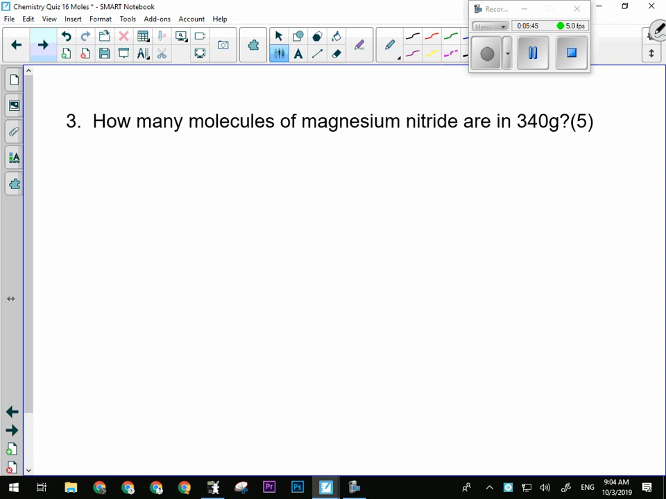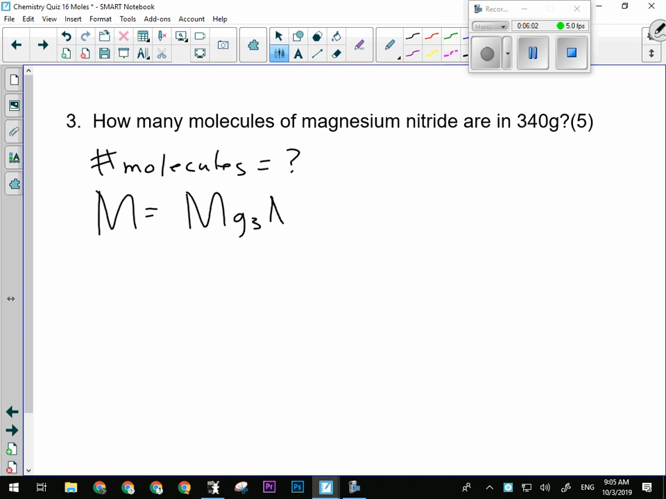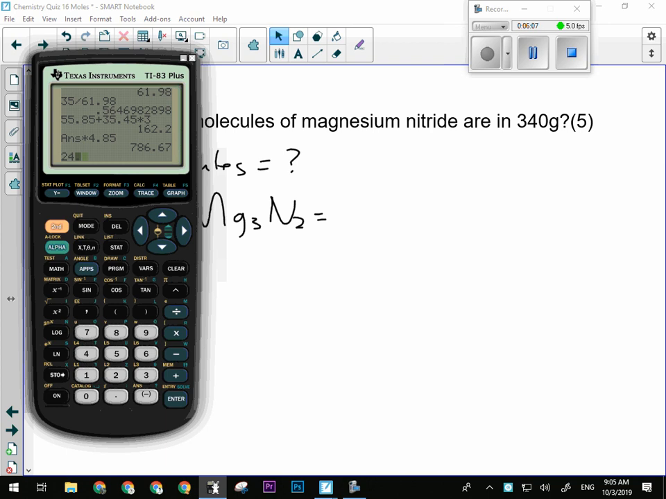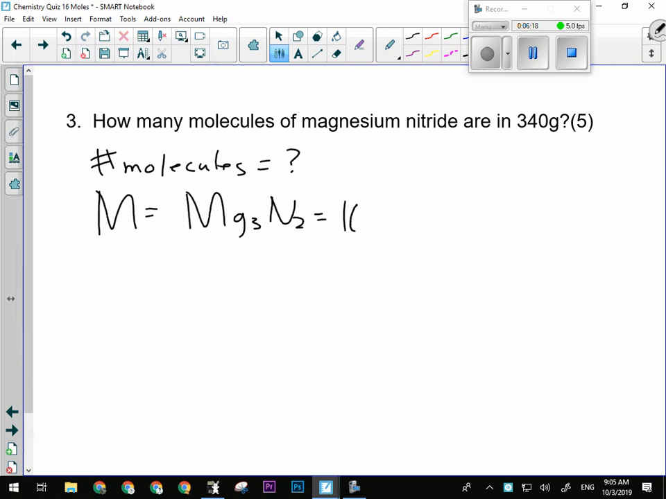Good. Okay, question number 3. How many molecules of magnesium nitride? So now we're looking for number of molecules, and that's going to be our question mark. They tell us it's magnesium nitride. That'll be Mg3N2. So we'll have 24.31 times 3 plus 14.01 times 2. All right, 100.95 for our molar mass there. Okay, 1 mark there.